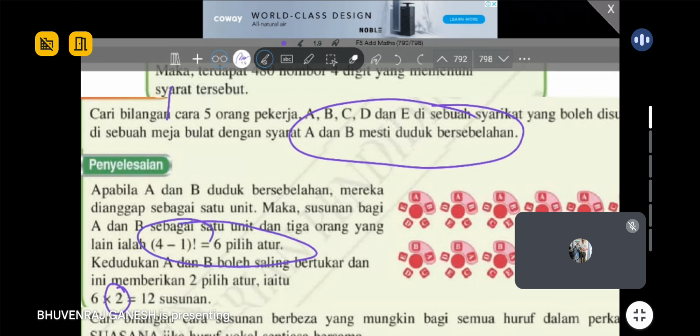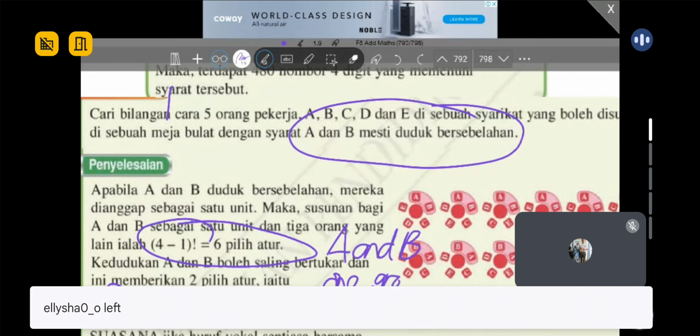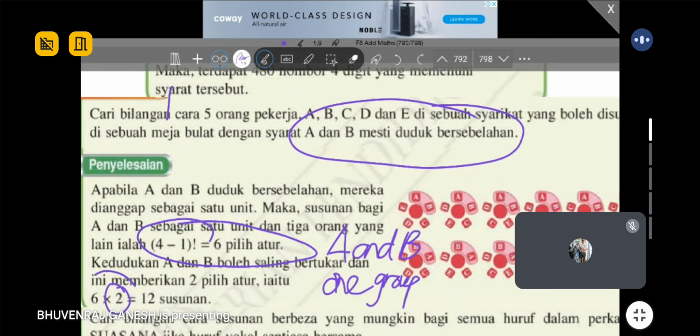This one is we are trying to arrange A and B as one group. A and B, one group. The 4 minus 1 factorial. This one, the times 2, is we are considering A and B as separate. So that's why we times 2. Sebab dia boleh tertukar kedudukan.